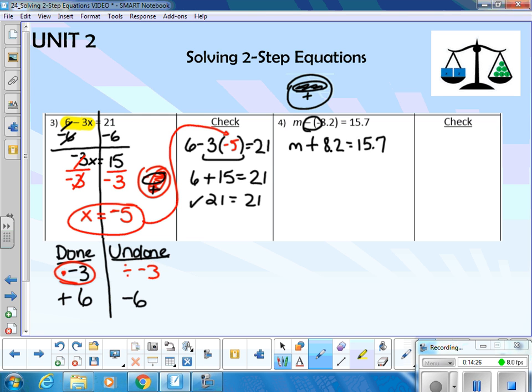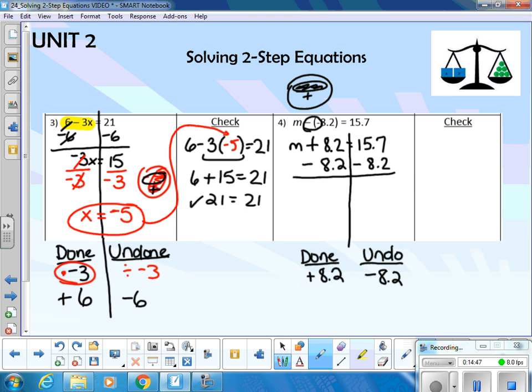That's simply a one-step equation. What's being done is I'm adding 8.2. So to undo that, I'm going to subtract 8.2 from both sides. When I subtract 8.2 from 8.2, I get just m, because that equals 0. And now I have m plus 0, which is just m.